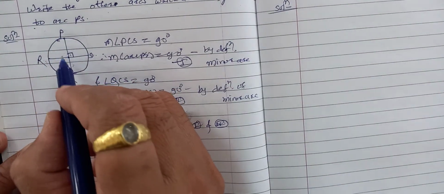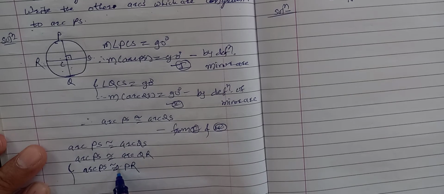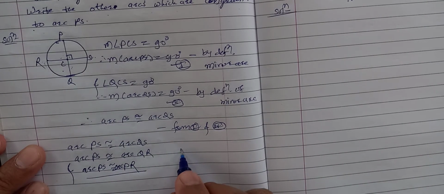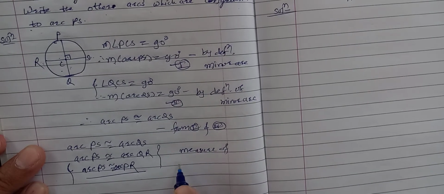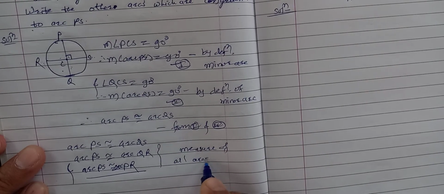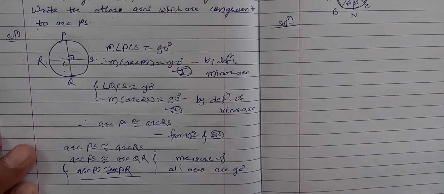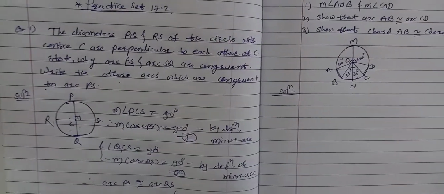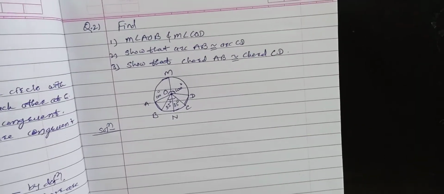Because all these angles are 90, the measures of these arcs are congruent. Here we can see the reason for this: the measure of all arcs is 90 degrees. So this is the reason. So this is the proof of this theorem. Very simple. You just study, see it, and by the property we have to find the answer.